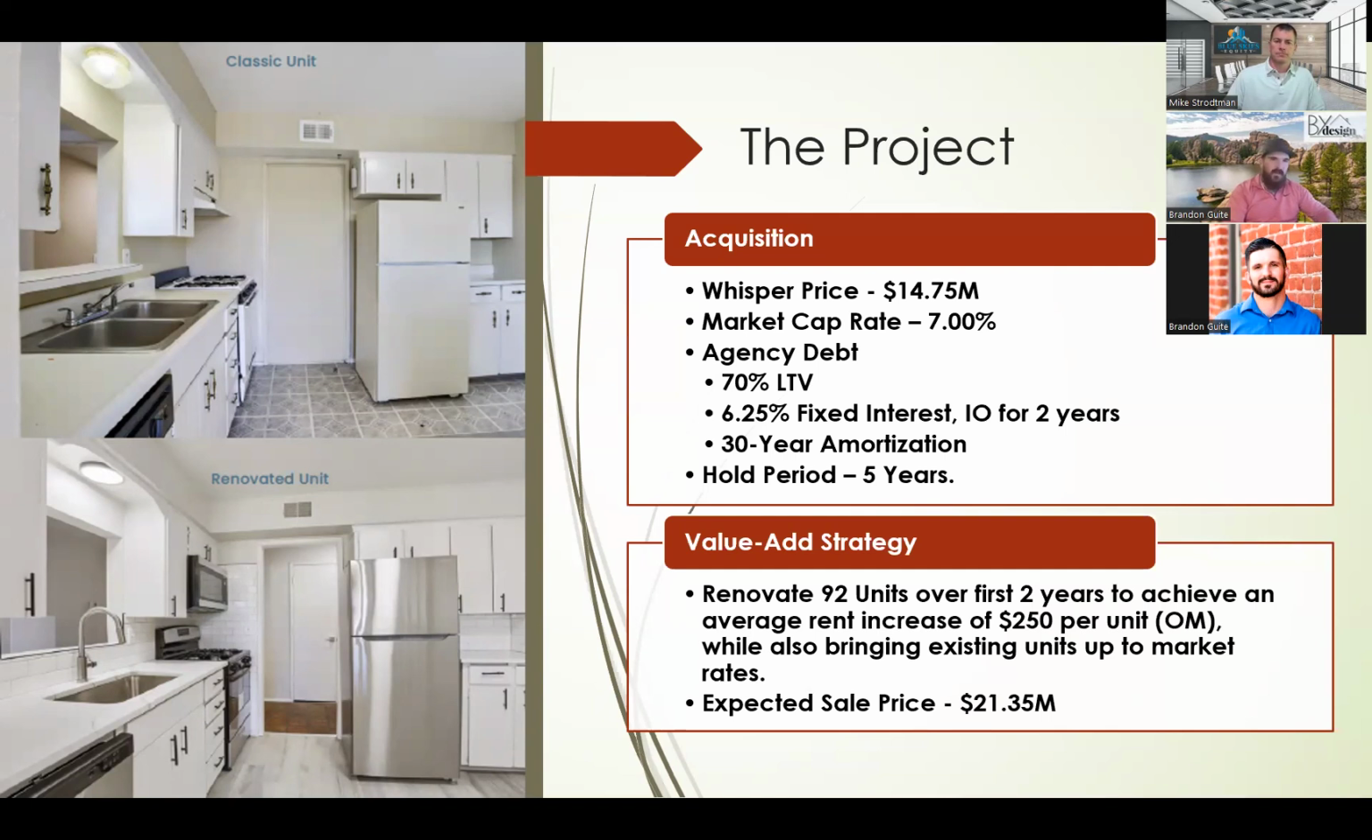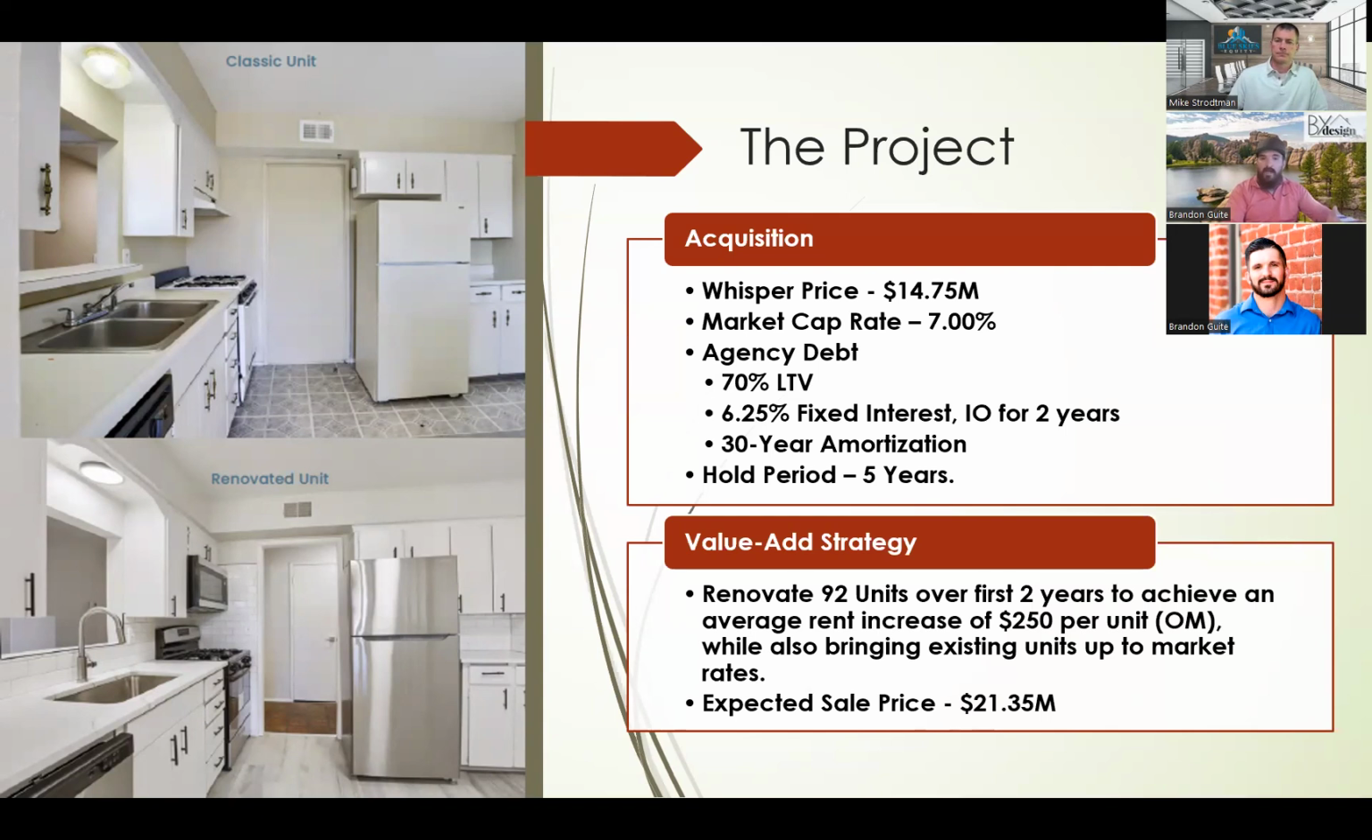Through doing that, you can see on the pictures on the left, those classic units on the top. These are unrenovated, with older appliances and linoleum. It wouldn't be a huge lift on this one. It would be mostly cosmetic. So new flooring, new cabinets, new appliances, just really sprucing them up.